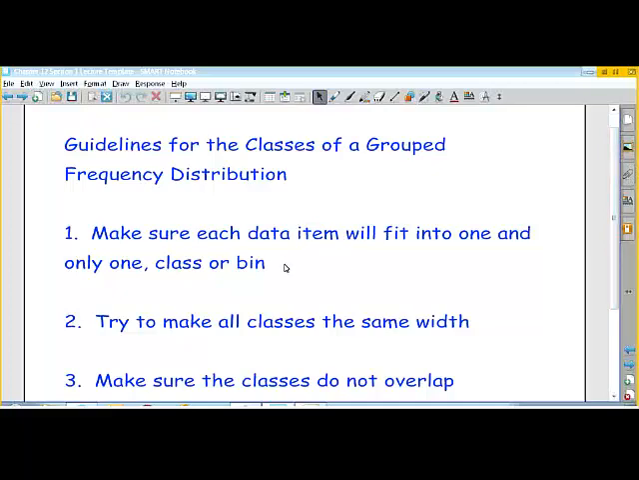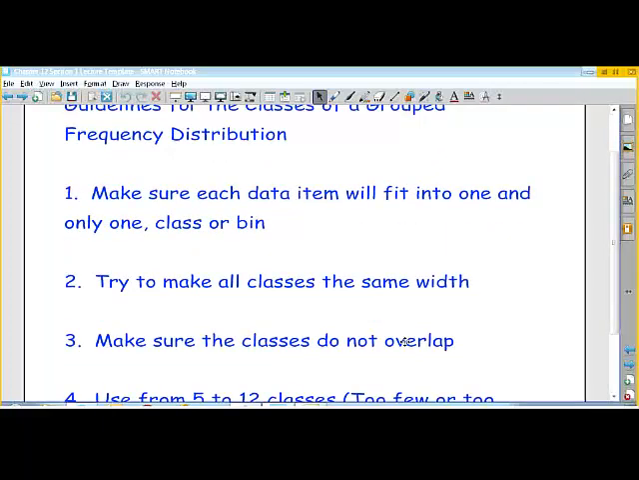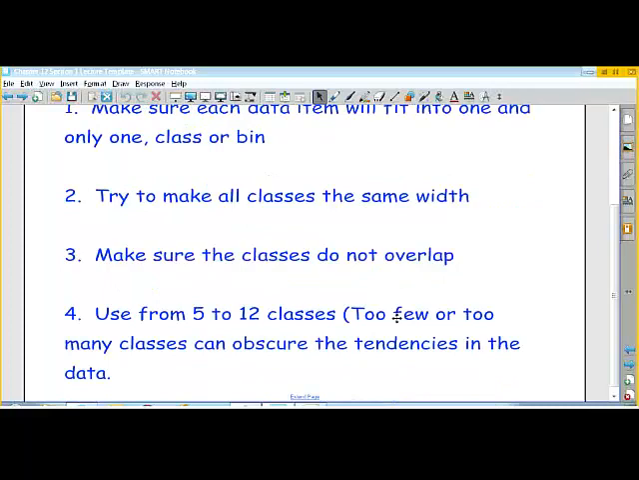So make sure each data item fits into one and only one class or bin. Try to make all classes the same width. Make sure the classes do not overlap, meaning that you can't put the thing in either one or the other. It has to go in one slot, or it can't go in two slots. And typically, you make it so that it has 5 to 12 classes. So if you have too few, then you don't have enough information. It doesn't tell you enough information. But if you do over 12, then you have too many classes, and it's hard to look at. It obscures the tendencies of the data.